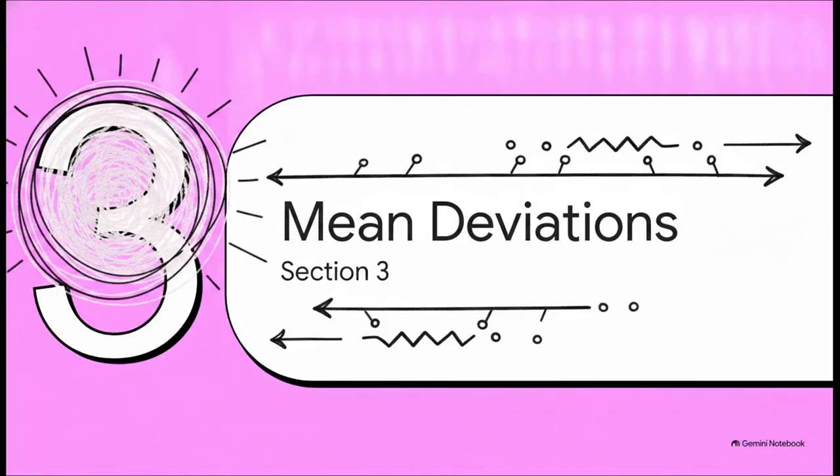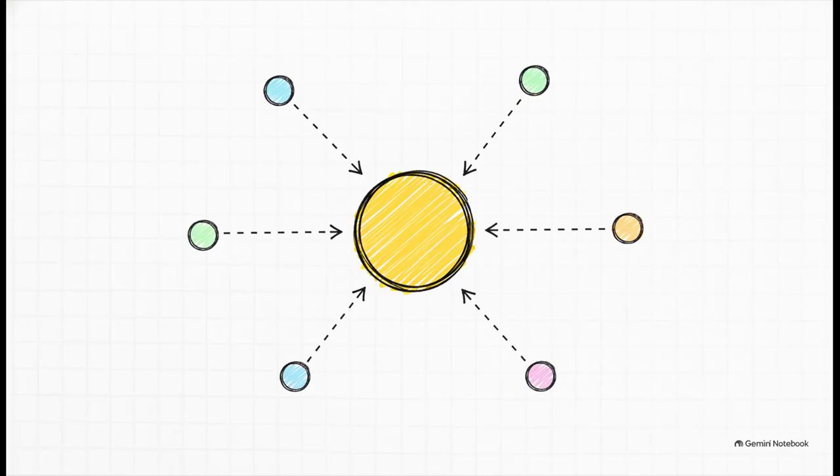Doing great so far. Let's switch gears a bit for Section 3, mean deviation coefficients. Here we're looking at the coefficient of mean deviation from the mean. We take the mean deviation from the mean, which is denoted as MD subscript x bar, and we simply divide it by the mean itself, which is x bar.